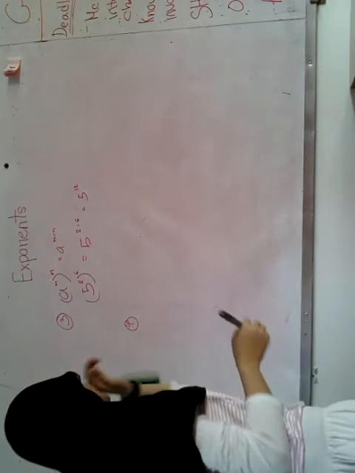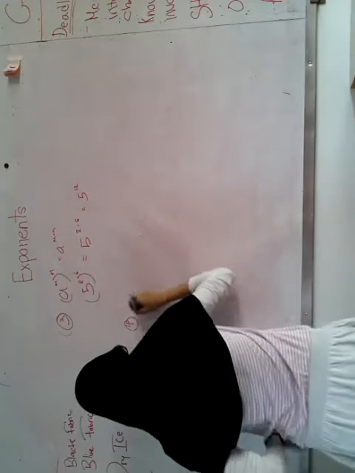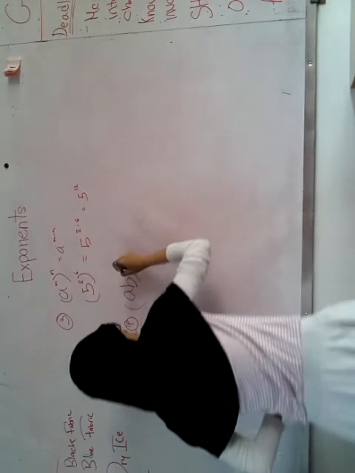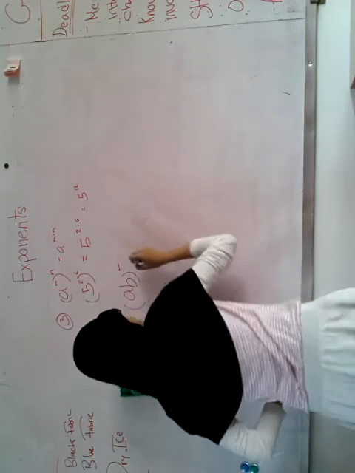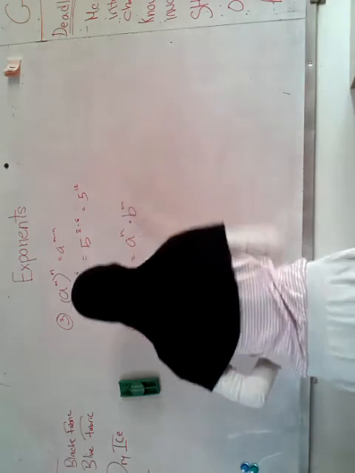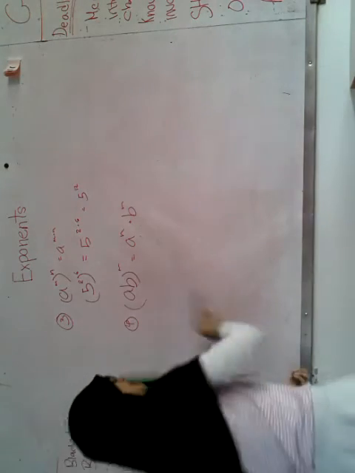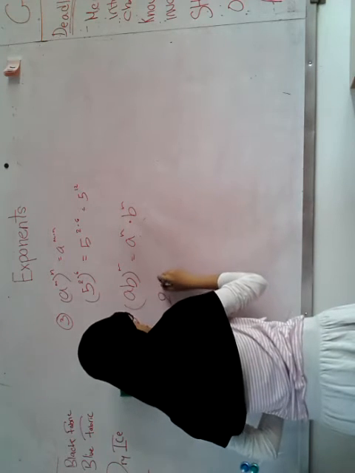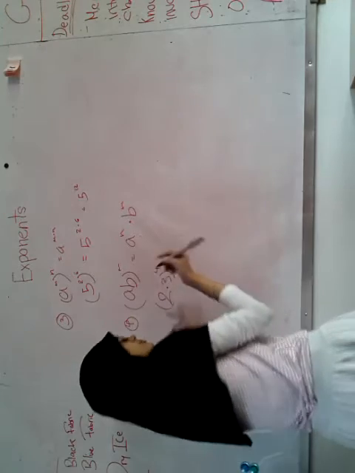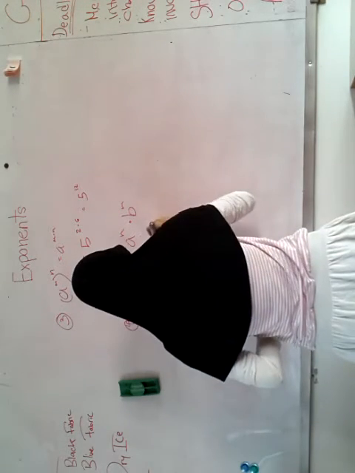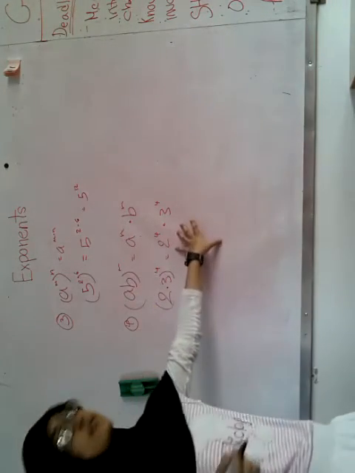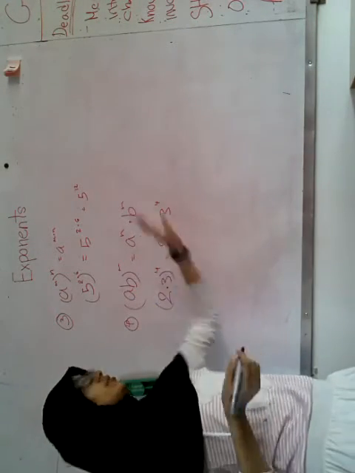An example from the fourth law is (ab)^m, which equals a^m times b^m. In numbers, (2 times 3) to the power of 4 is 2 to the power of 4 times 3 to the power of 4. Now you don't have the same base, so you cannot evaluate the power.